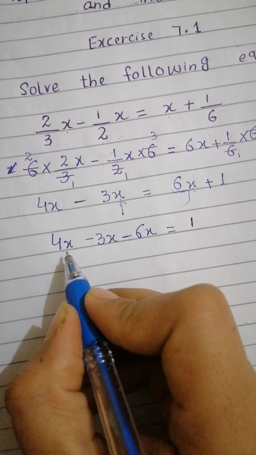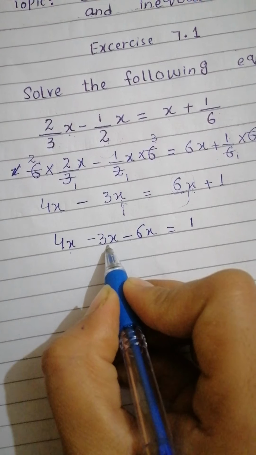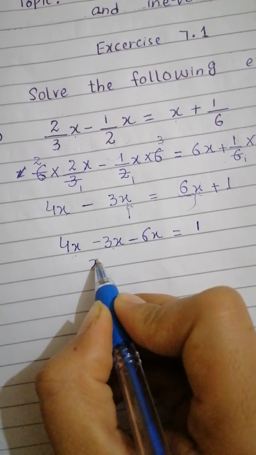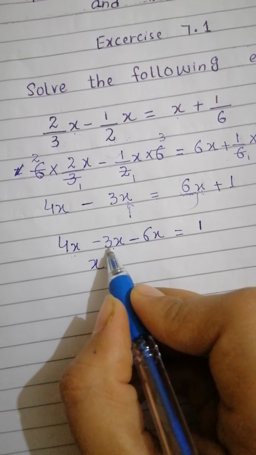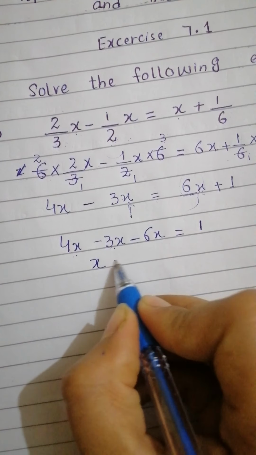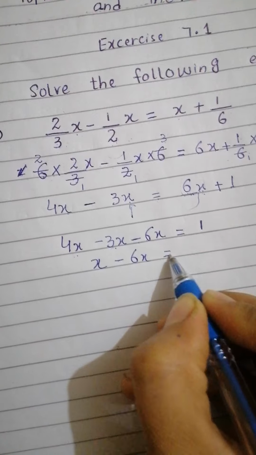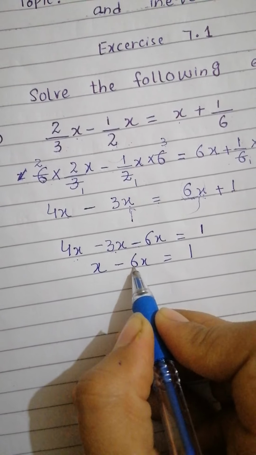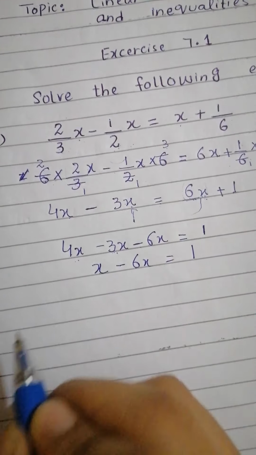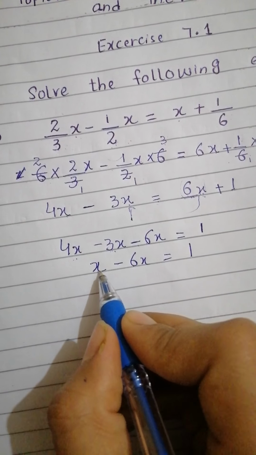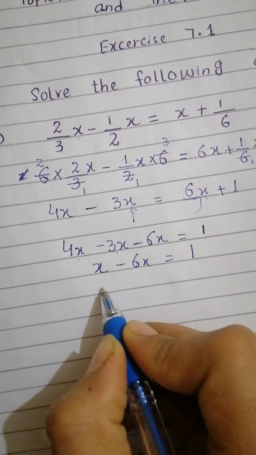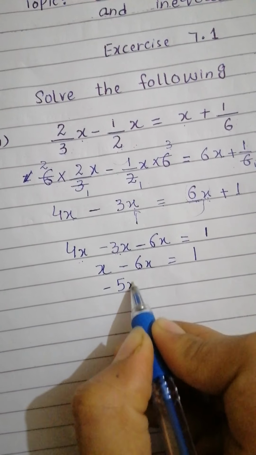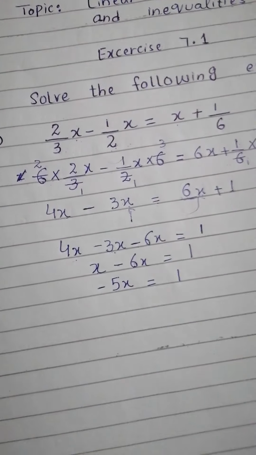Now you can solve it. 4x minus 3x, you know the answer is x, meaning 3x is being subtracted from 4x. This is x. Then you can see next is minus 6x is equal to 1. Now minus 6x and x, meaning subtract x from 6x. The larger value has the minus sign, so the answer will come with a negative sign. Minus 5x is equal to 1.